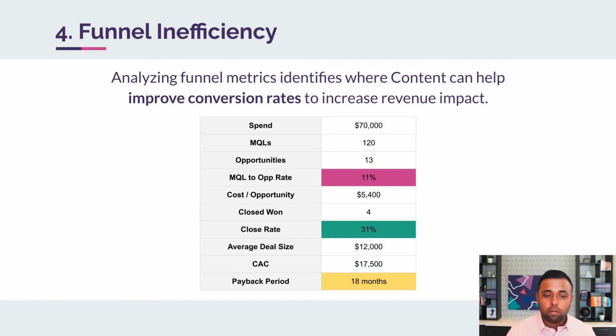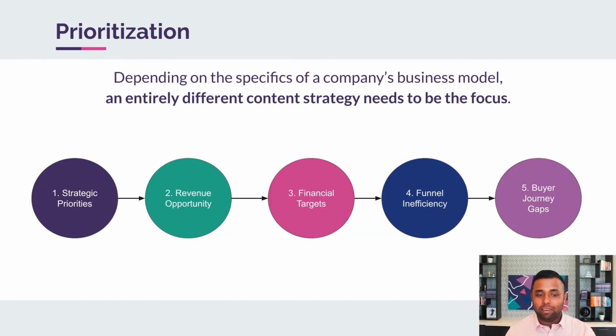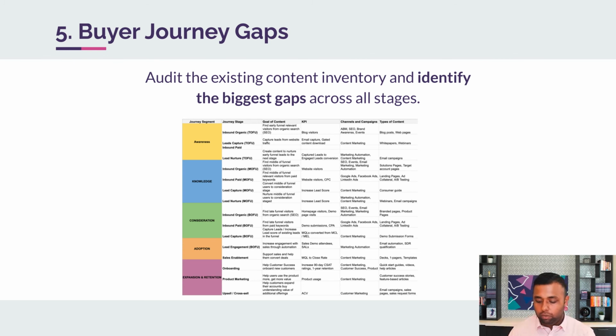Then for the area that's the most problematic, you want to figure out what content assets or what content can do to pump up those conversion rates. This is where we get to step 5, where you're doing the buyer journey gap analysis, looking through awareness, knowledge, consideration, adoption, expansion, retention, advocacy across the board, and saying, where do we have a ton of assets? In this case, it might be that we have a good amount of sales enablement assets, which is why we're able to close deals, that our sales team is effective, and overall they're in a good enough state.